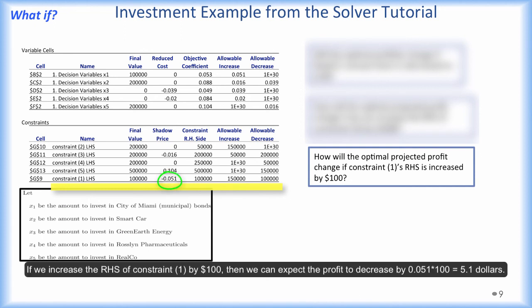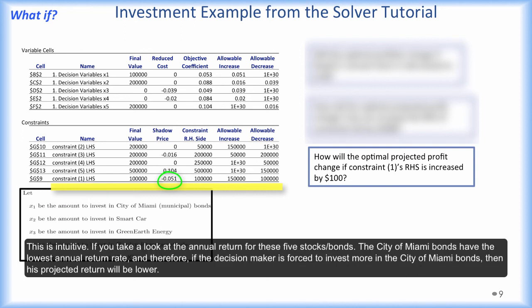Therefore, if we increase the right-hand side of constraint number 1 by $100, then we can expect the profit to decrease by 0.051 times 100, which is equal to $5.1. This is intuitive. If we take a look at the annual return for these 5 stocks and bonds, the City of Miami bonds have the lowest annual return rate, and therefore, if the decision maker is forced to invest more in the City of Miami bonds, then his projected return will be lower.